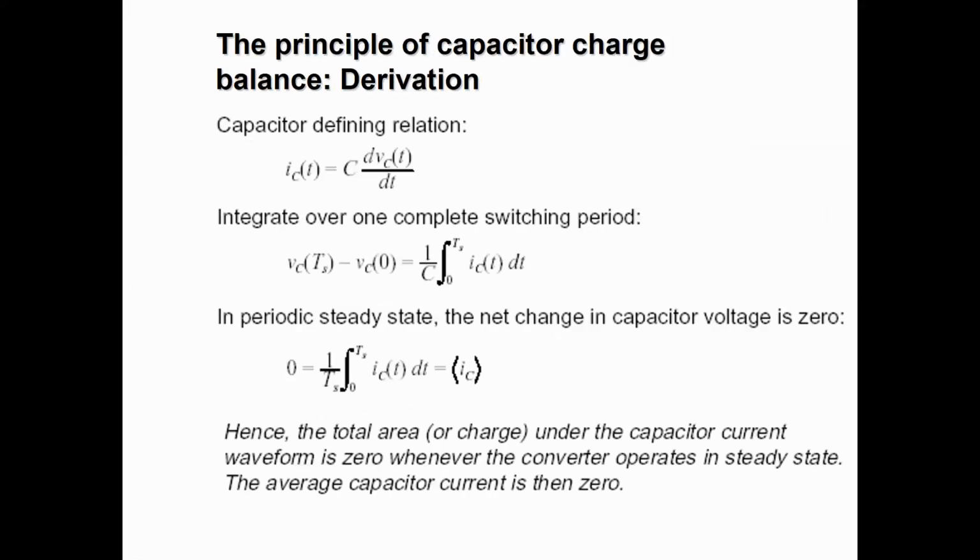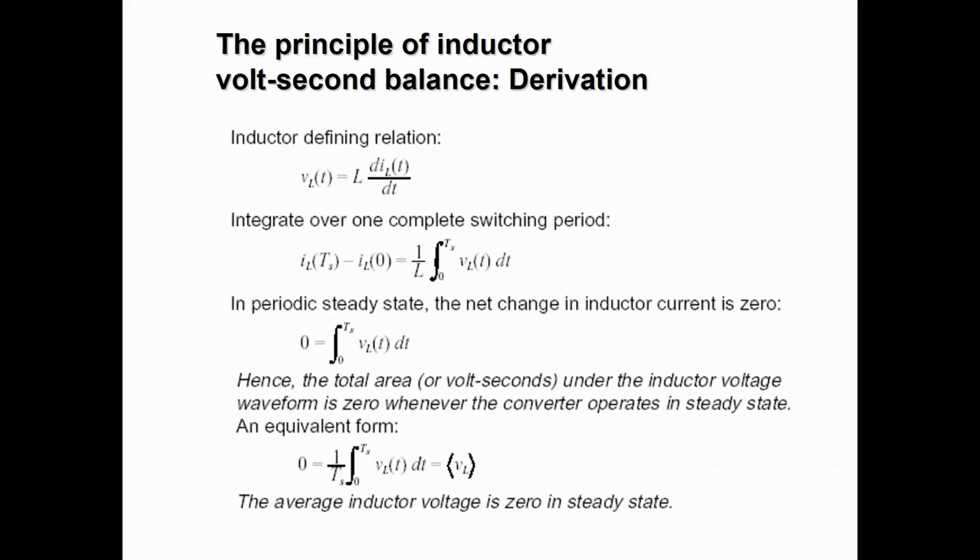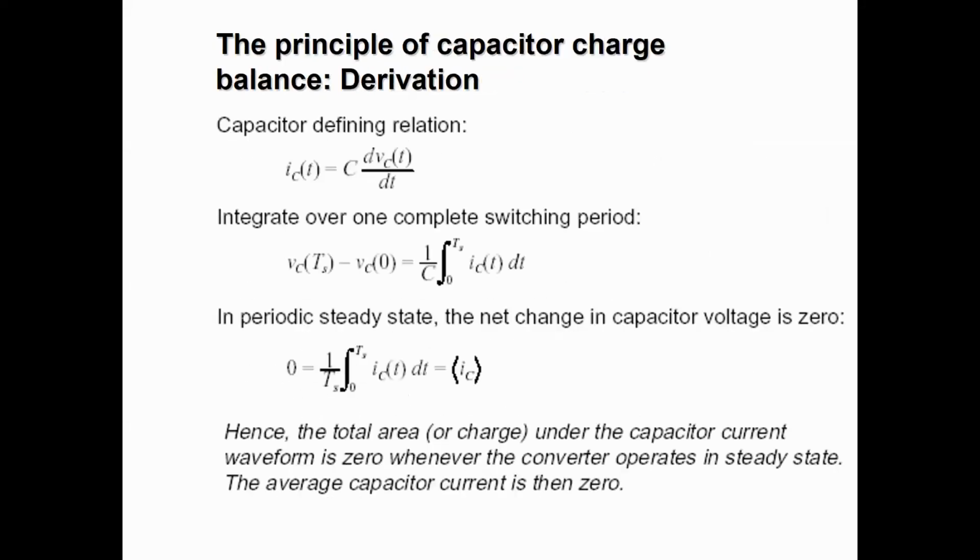Now we want to derive the expression for the capacitor charge balance. What is IC equal to? IC is equal to C dV by dt, and the other condition is that in periodic steady state the net change in the capacitor voltage is zero. In the inductor, what was the condition? The net change in inductor current is zero. But in case of the capacitor, the condition is that the net change in capacitor voltage is zero. So these are the steady state conditions. Or we can also state that the total area under the capacitor current waveform is zero whenever the converter operates in steady state. So the average capacitor current is then zero whenever the converter operates in steady state.